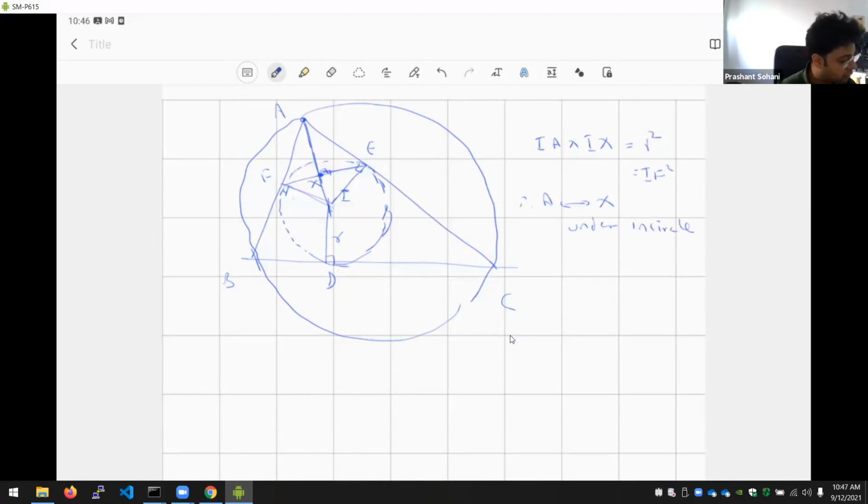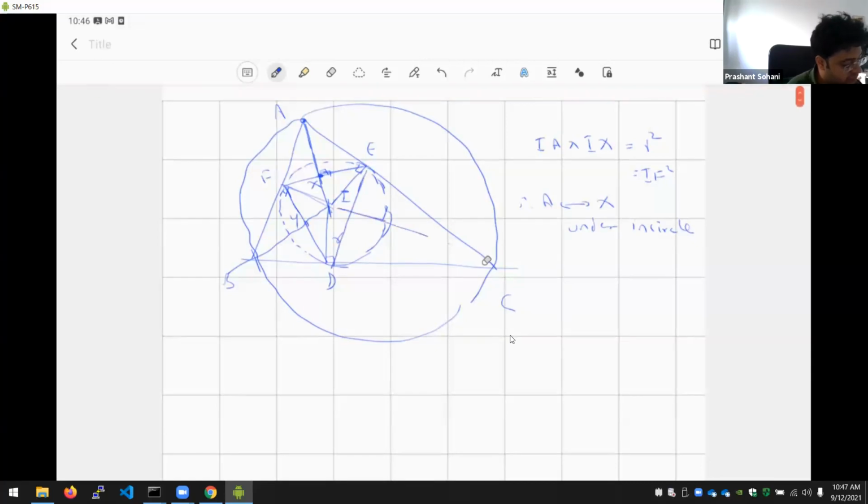And the same thing will happen on all the three sides, right? So just as A and X are inverses, similarly here B and Y will be inverses, and here C and Z will be inverses. So if A is going to X, B is going to Y, and C is going to Z, that means the circle ABC will become circle XYZ. And XYZ is nothing but the 9-point circle of triangle DEF.